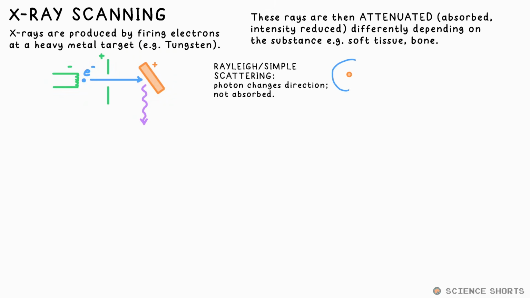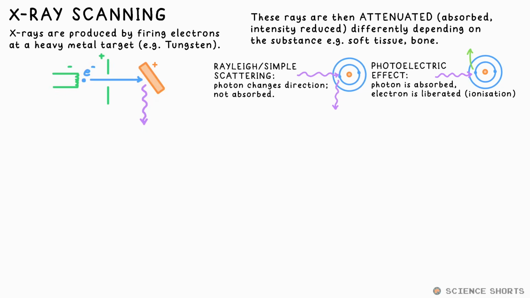There are four main ways that this happens. Simple scattering, also known as Rayleigh scattering, is when a photon incident on an atom doesn't have enough energy to ionize it, but interacts with it in such a way that it changes direction. Next, we have the photoelectric effect. You already know this one. If a photon has enough energy, it'll be absorbed by an electron on an atom, liberating it.